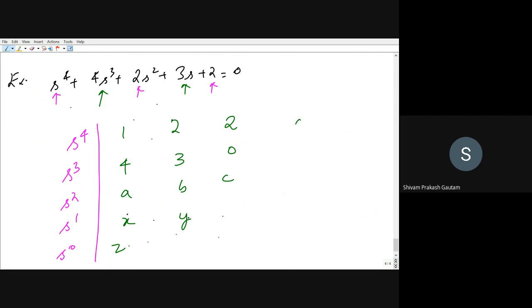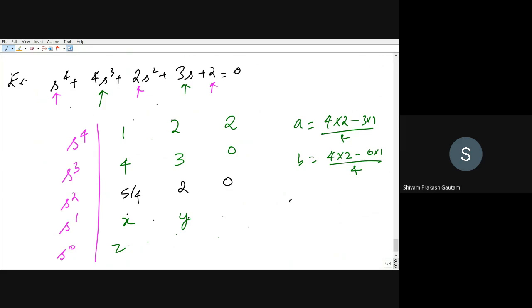So a, I have already told you how you can calculate. That is 4 multiplied by 2 minus 3 multiplied by 1, divided by 4. B will be equal to 4 multiplied by 2 minus 0 multiplied by 1, divided by 4, right? So let us just write the values of a, b, and c. So a will be equal to 5 by 4 and b will be equal to 2, and c will be 0.